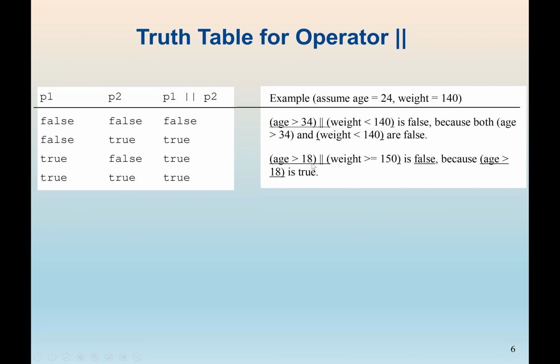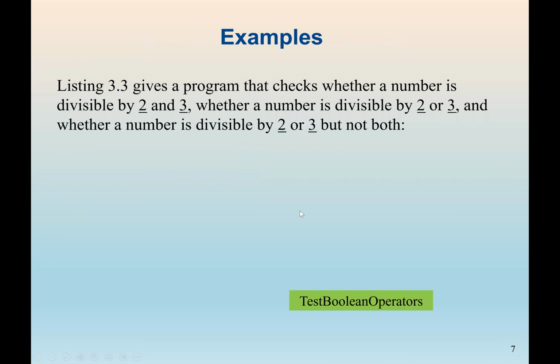Is 24 greater than 18? Yes. So I will not even check the weight anymore, because if one condition is true, the rest of the conditions can be true or false. We still get a true output. So here we still get true, even though weight greater than or equal to 150 is false. But since age greater than 18 is true, our output is true. So again, 24 greater than 18 or weight greater than or equal to 150 gives us true.